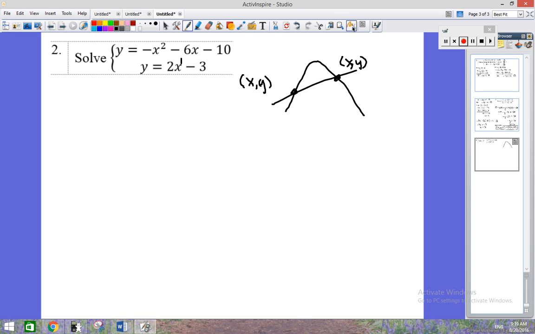Alright, so let's take a look. Now, we're going to do this by substitution, because if we try to eliminate, we don't have a squared term in this line that will cancel that. We won't be able to solve this by elimination. We're going to have to use substitution. And the way it's set up is perfect for substitution.